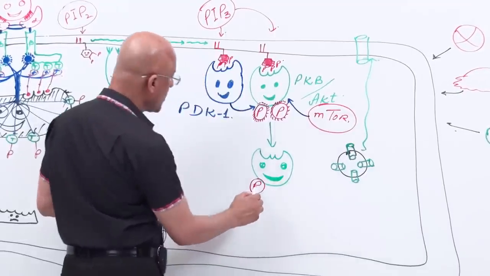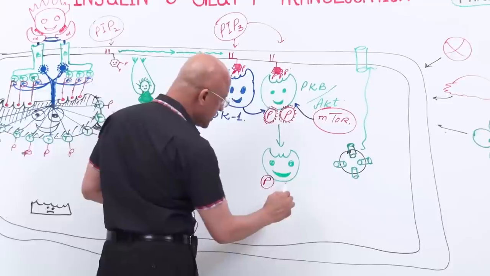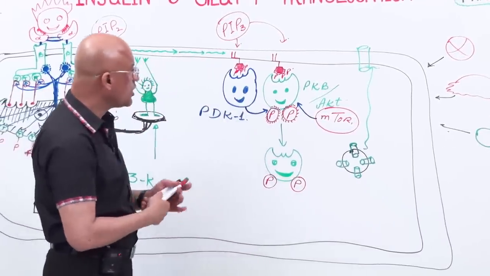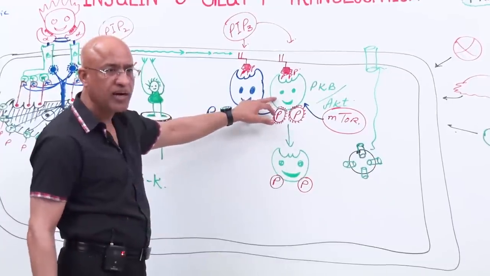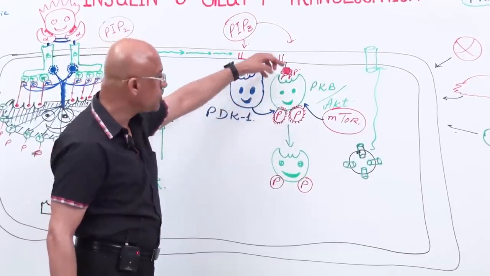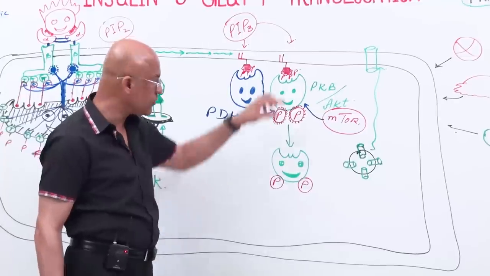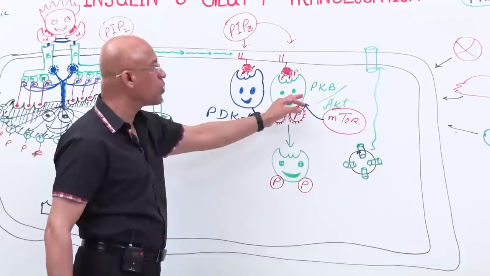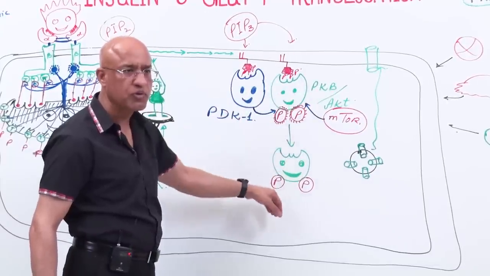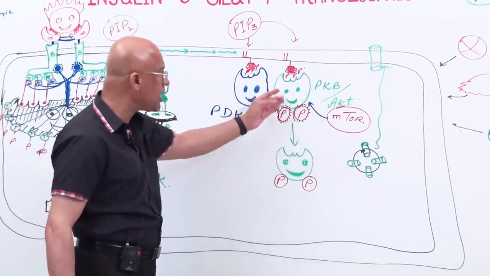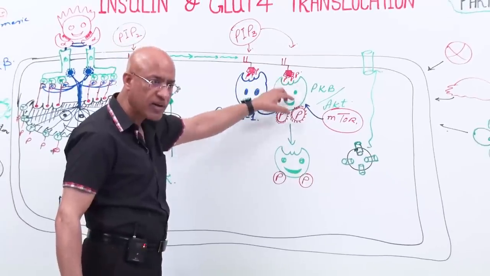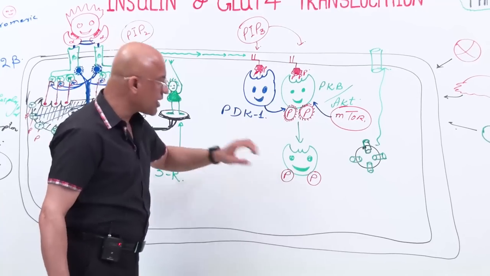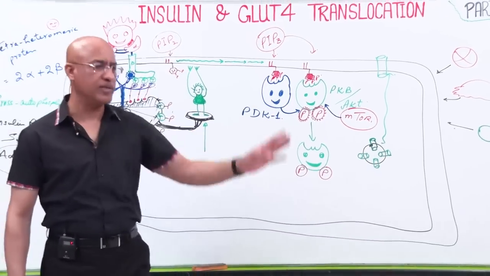It is phosphorylated by PDK1 and also phosphorylated by mTOR. So it is no more attached with the cell membrane. It diffuses into the cytosol. And then another PKB molecule will come, bind there, and that also diffuses into the cytosol. And another PKB molecule will come here, get phosphorylated and go to the cytosol. You are getting it?